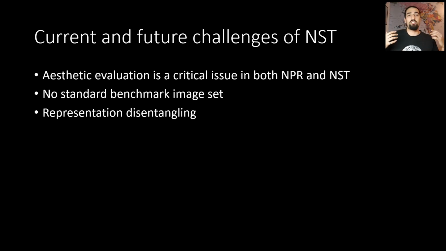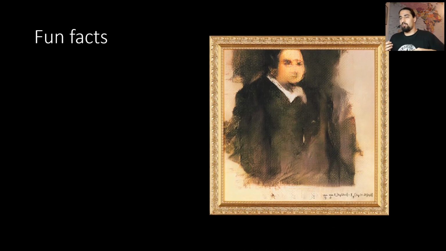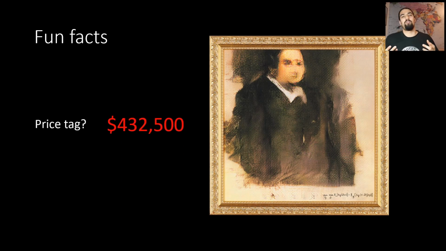And I want to wrap this up with a fun fact. Do you see the image on the right there? It was sold at an auction. Could you guess the price tag? It was almost $500,000. And the thing is, it wasn't even created by a neural style transfer algorithm. It was created by GANs. You can see the equation down there. But it's just so interesting that we are living in an age where there is this interesting dynamics going on between art and tech, and I think it's really a great time to be alive.